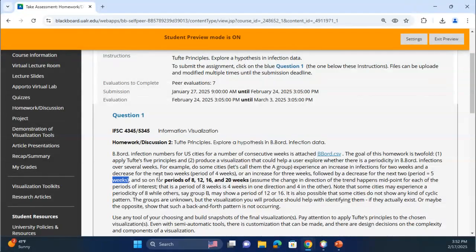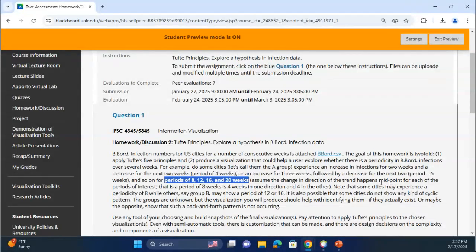So I have them for this particular data set. What I'm asking is really for periods of 8, 12, 16, and 20 weeks. I'm not interested in any other periods. So I'm not interested in a 5 or a 4. I just want 8, 12, 16, and 20 weeks. That's why I put them in bold. That's the focus of this homework, the periodicity.